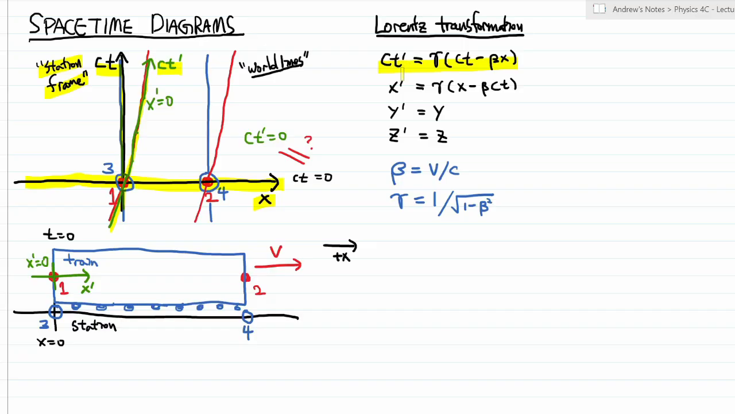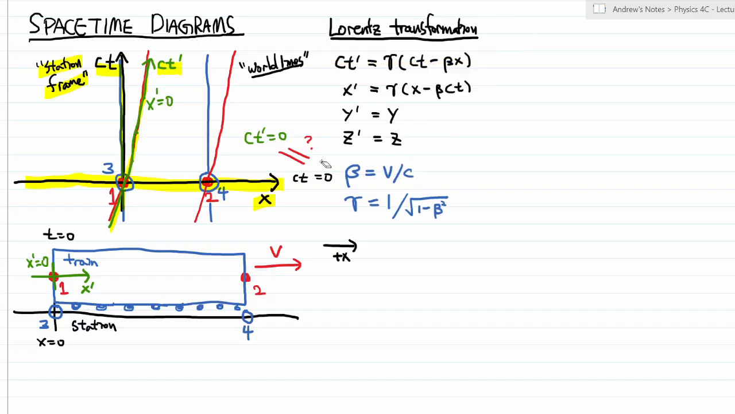So let's go through a quick mathematical derivation here. I want to find a set of points where ct prime is equal to 0. So let me take this expression here and set it equal to 0. I can divide both sides by gamma to cancel that out. Then I have ct minus beta x is equal to 0. Let me solve this for ct, since my graph is ct along the y-axis. So ct is equal to beta x.